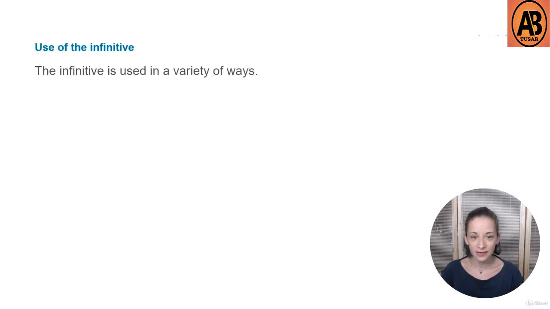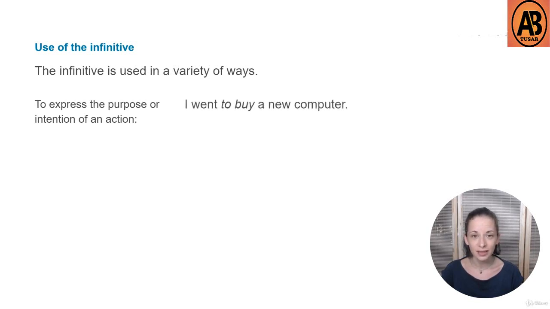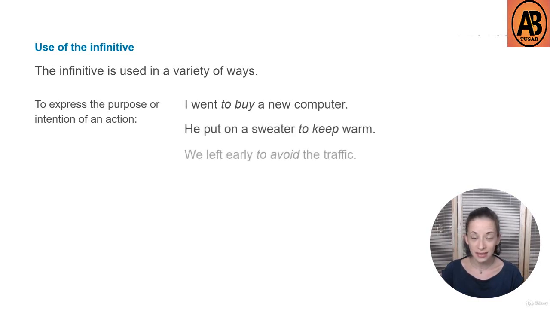We use the infinitive in a variety of ways. We can use it to express purpose, or the intention or reason of an action. For example, I went to buy a new computer. He can put on a sweater to keep warm. And we left early to avoid traffic. In these 3 sentences, the infinitive, which is shown in italics, gives the purpose for the action. Why did you go? I went to buy a computer.